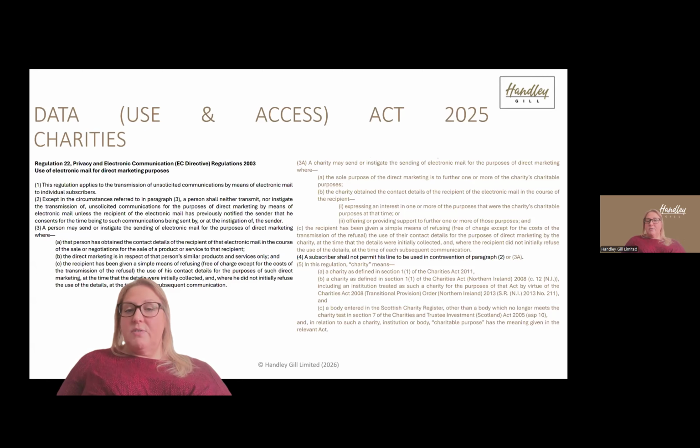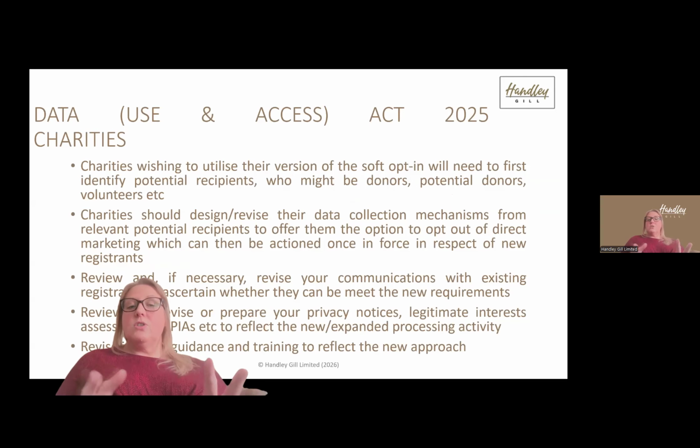They got the details of the person in the course of them expressing an interest in the charity's charitable purposes, or offering or providing support to further one or more of those purposes. So offering a donation, providing a donation, offering to volunteer, those kinds of things. And the recipient has been given a simple means of refusing to receive direct marketing at the time they provided the information. As a consequence, charities who want to use the soft opt-in will need to first identify potential recipients.